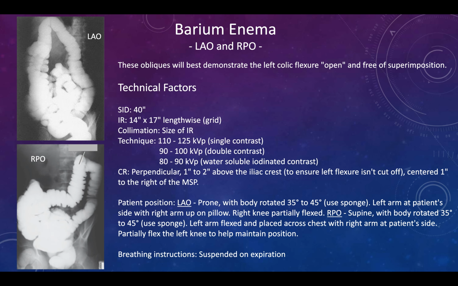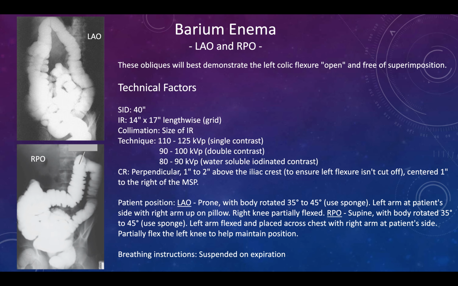And if we want to see the left colic flexure, we're going to do an LAO or an RPO to get that flexure nice and open. Same SID, same IR, same collimation, same technique. And for this one, the CR is going to be 1 to 2 inches above the iliac crest instead of right on it, because that left colic flexure is the highest part of the large intestine, and we want to make sure that we don't cut it off. And then we're going to center horizontally 1 inch to the right of that mid-sagittal plane.